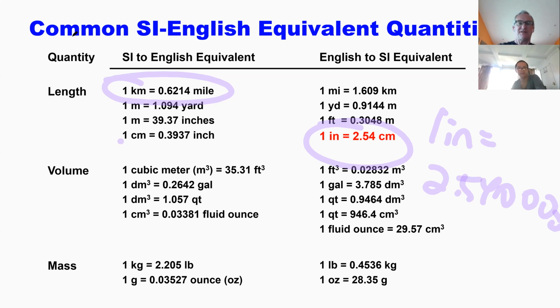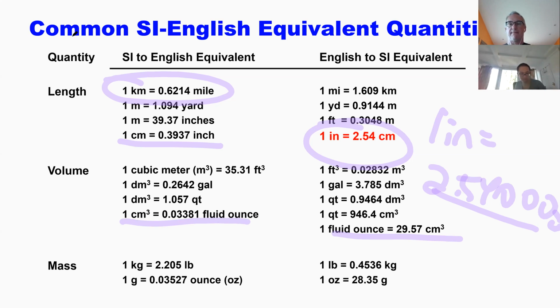These are estimates. These are all estimates. This is a definition. So however many significant digits you have in your inches, you can have that same number of significant digits in centimeters, because it's precise.